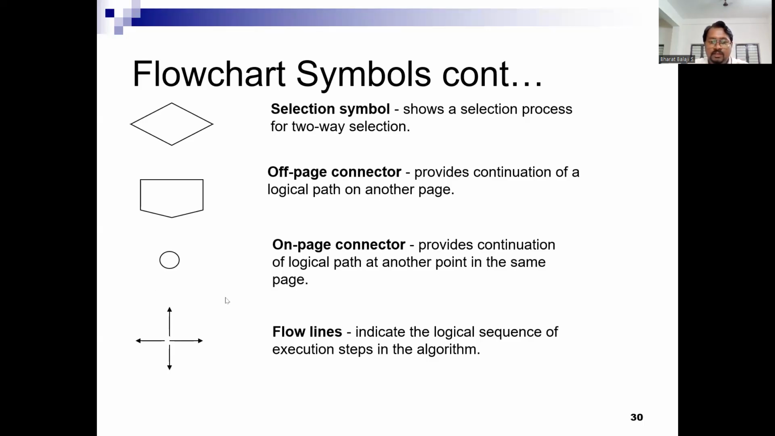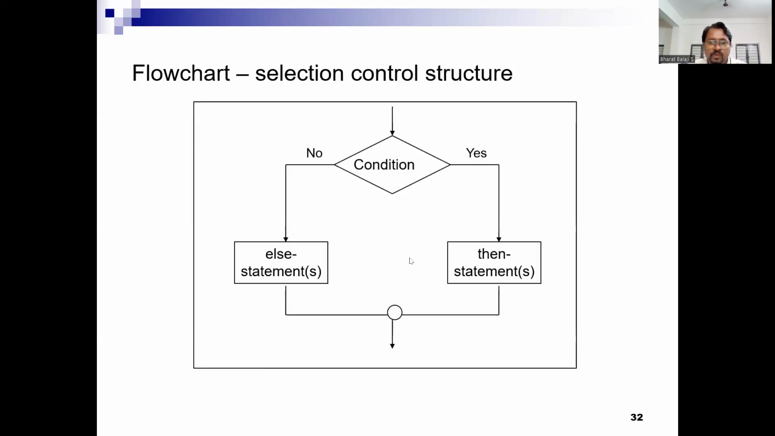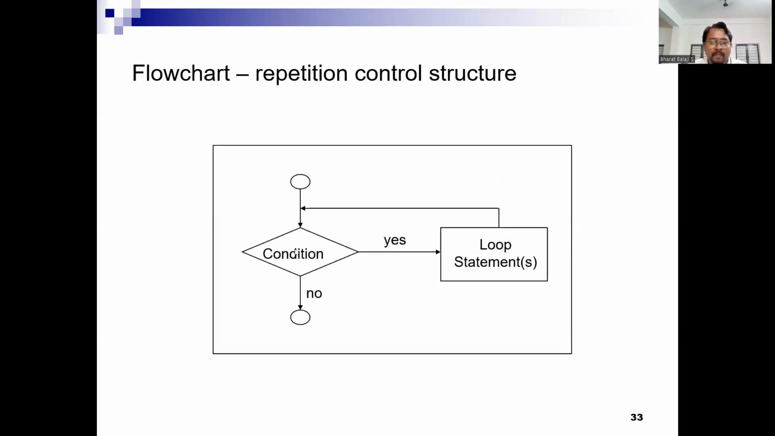These are the flow lines, that is, arrows going up to down and left and right. Like this, the structure is given with arrow marks: statement 1, 2, 3. The sequence must be top to bottom. This is called a top-to-bottom design algorithm. This is a condition, whether it is yes or no. This is a loop condition we are going to use. If the condition is yes, the loop statements will be repeatedly executed until the condition becomes false.